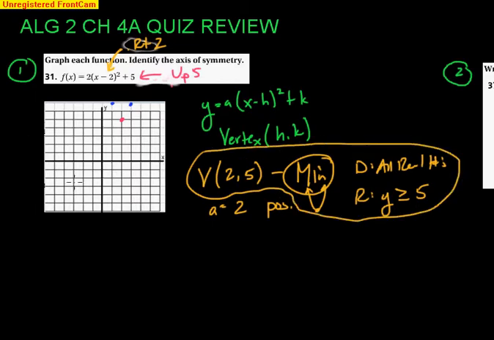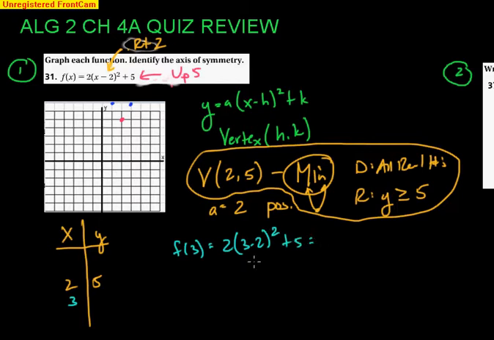And now we continue on with our xy table. I'm going to put that right down here. The vertex goes right smack dab in the middle, and now I need 5 total points. So the next point I choose, I pick an x value of 3. And then I plug it in. f(3) equals 2 times (3 minus 2) squared plus 5. This comes out to be 7. (3, 7) is on my graph. The other point that I know from that is also (1, 7). That's on my graph. (3, 7), (1, 7).